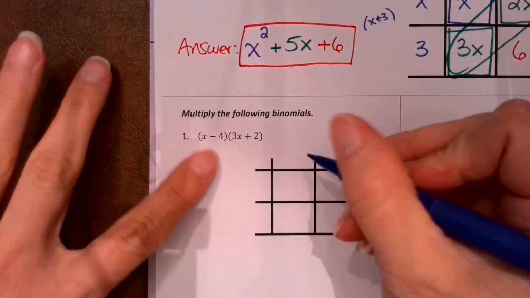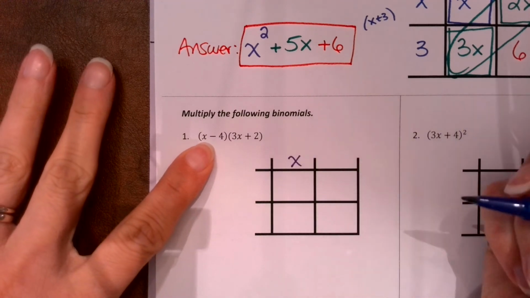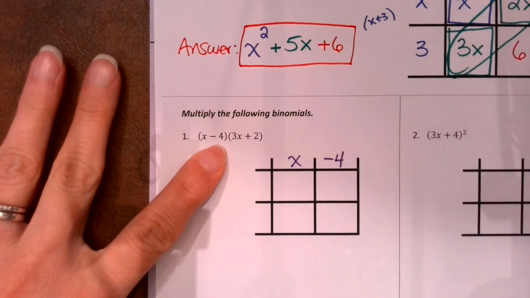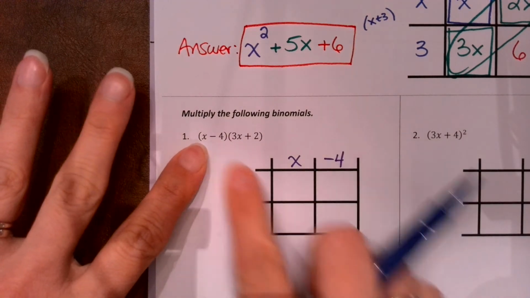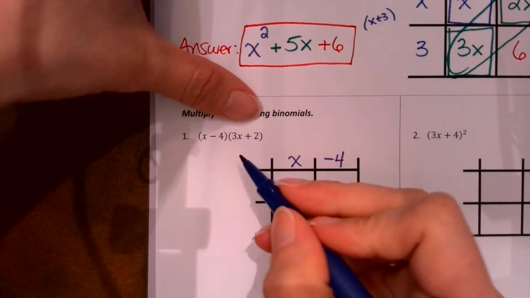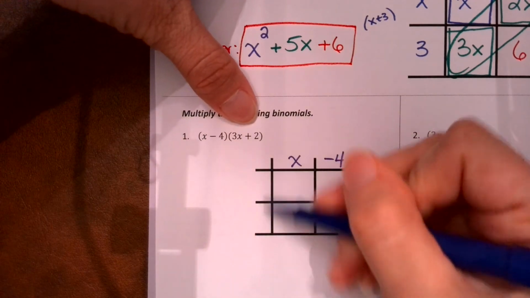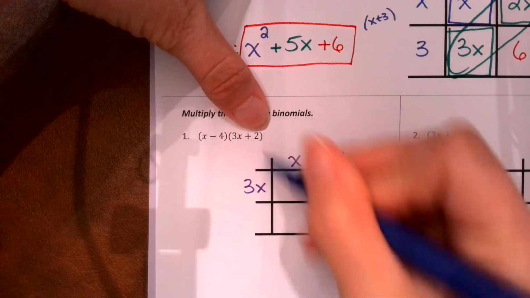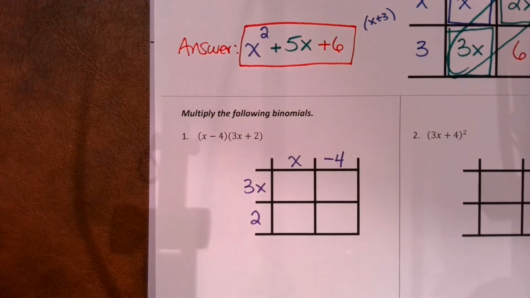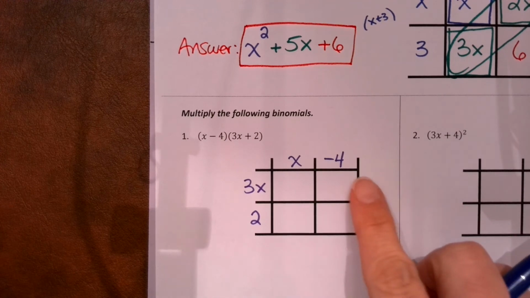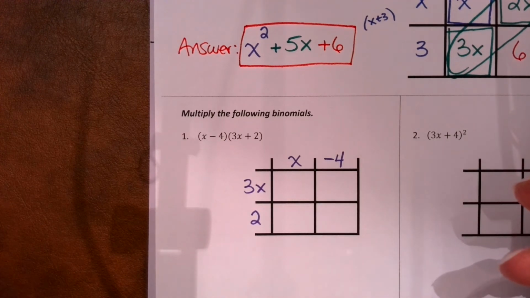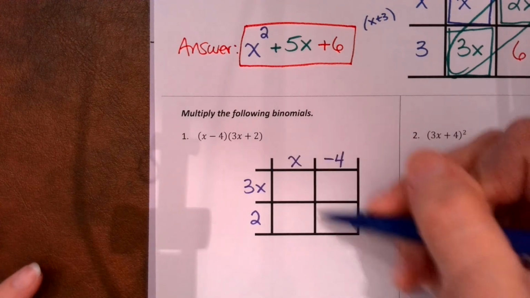It doesn't matter though. So x is the first term, and you have to make sure you say negative 4 is the second term. You have to take that minus sign with him. Okay, I'm going to put this binomial on the side. So the first term is 3x, and the second term is positive 2. Now we have to multiply every combination. But this little box right here makes every combination appear. So you could just draw some lines.